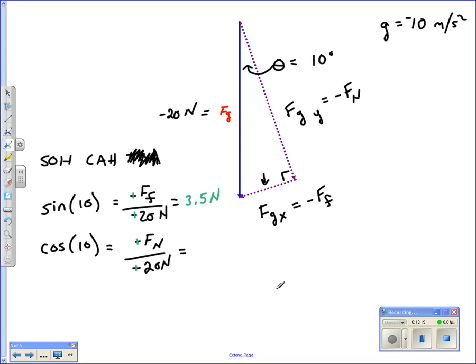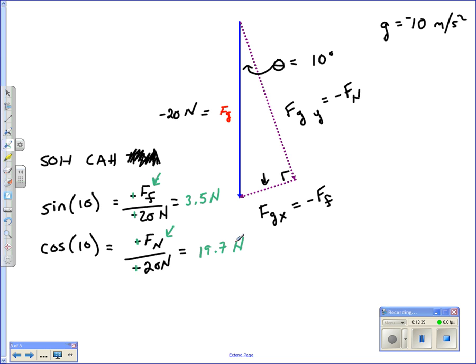And the cosine of 10, really we're trying to find this here, and really we're trying to find this down here. The normal force is going to be 20 cosine 10. And that's really going to be 19.69, so about 19.7 newtons.